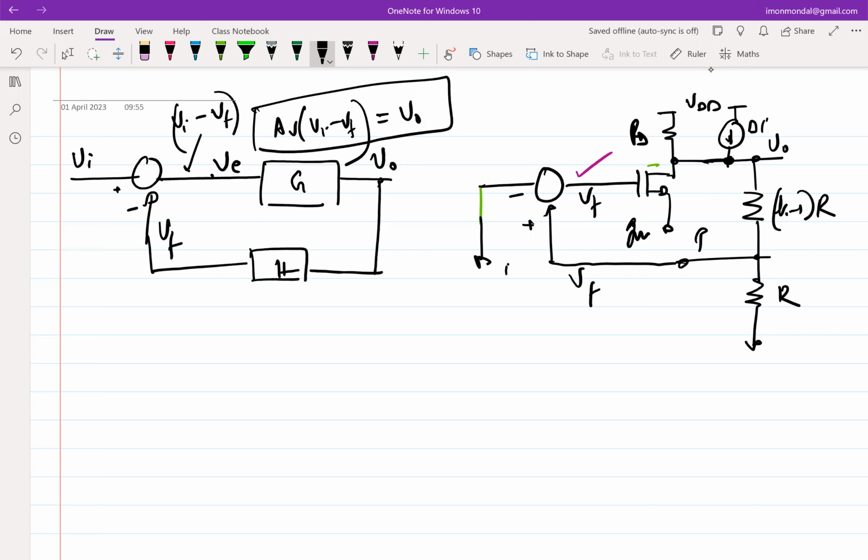Will that fraction that goes into the GM increase or decrease? It will increase. And if I keep on increasing it to infinity, the fraction that will go into the GM will be almost 100%, which means nothing will go into the resistors, which means the output will not get excited anymore.